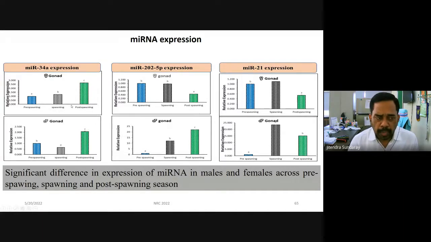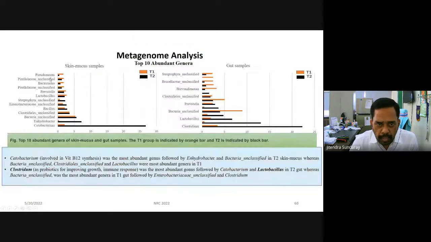When you talk about the pre-spawning phase, it means almost the phase is ready to have the matured egg. Spawning means almost it is in the ready-to-spawn stage. And the post-spawning effect, you can see how post-spawning is having an impact on this particular microRNA.